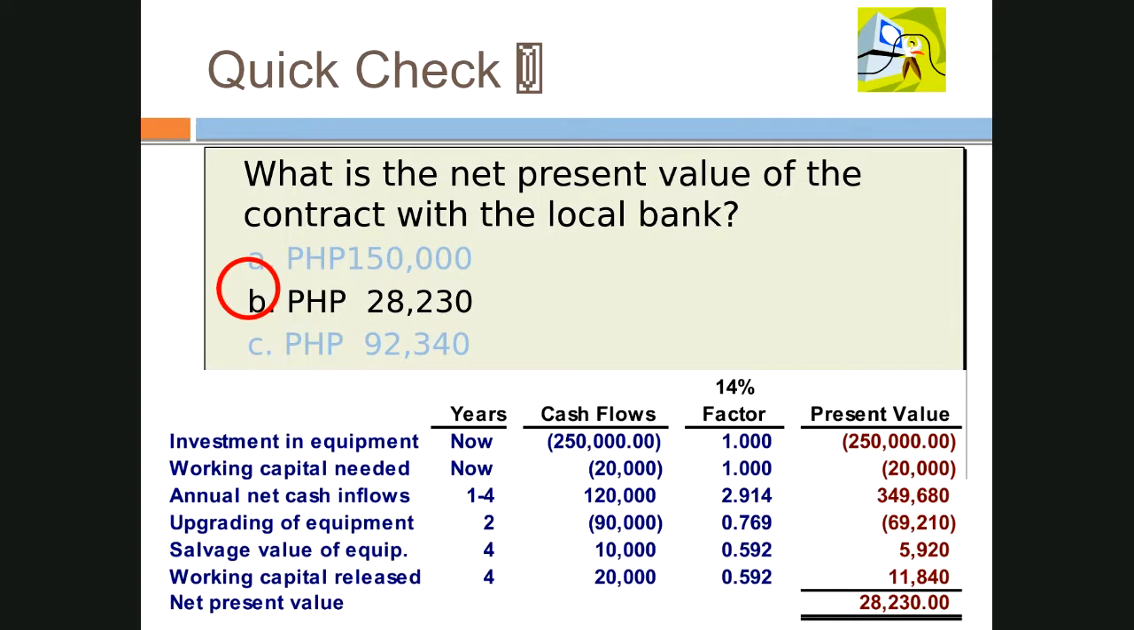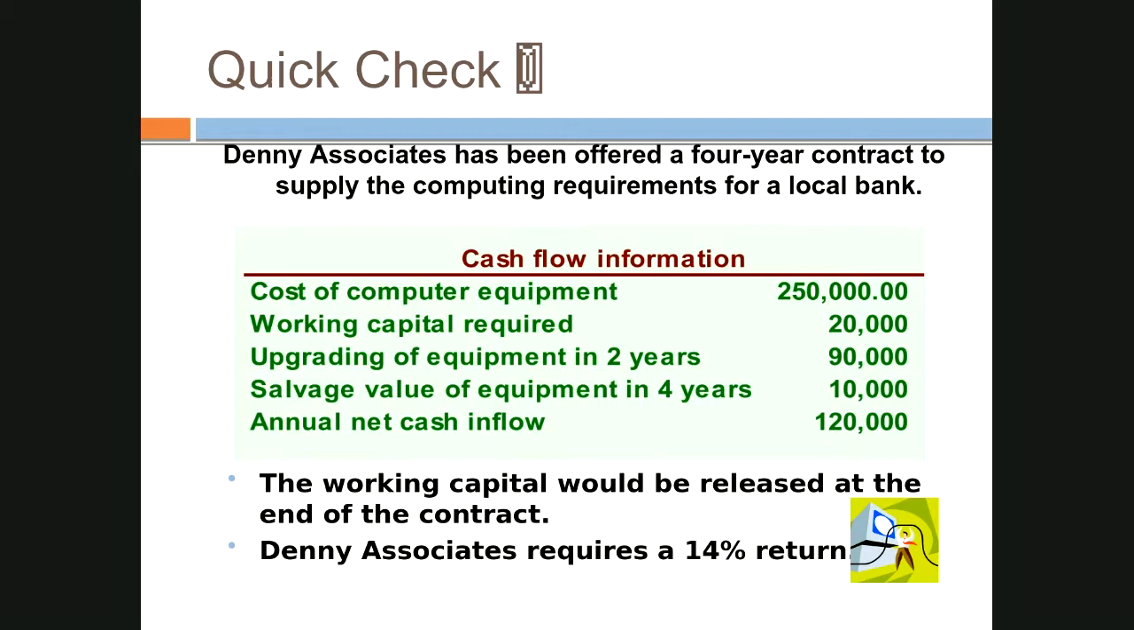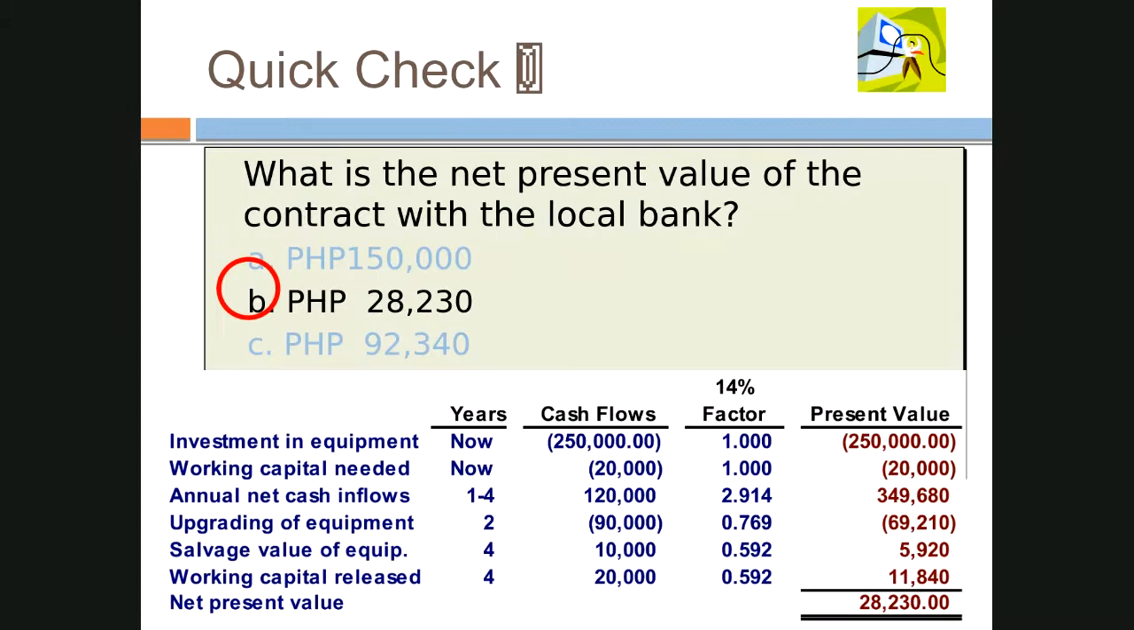So upgrading of equipment, sabi ko cost of investment yan, pero take note, mangyayari yan at year 2, hindi year 1, di ba? Kasi nakalagay naman sa data. So yan, in year 2. So therefore, sa year 2 siya manggagaling. Ayan. So ang factor nun is 1.14 raised to negative 2, kasi sa year 2 siya mangyayari. So that is 0.76946.